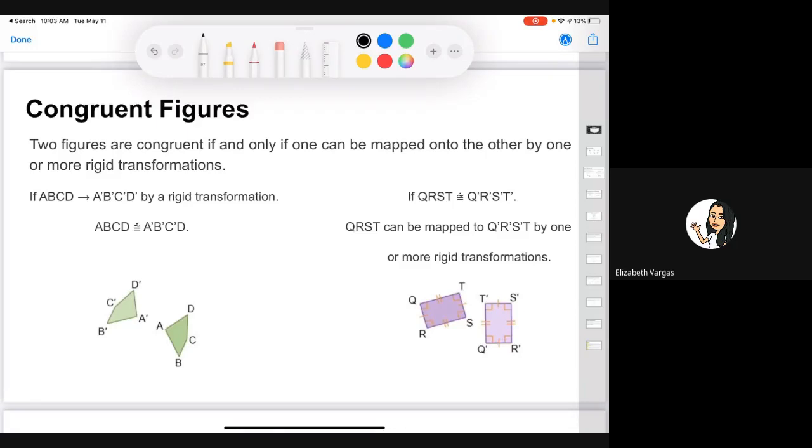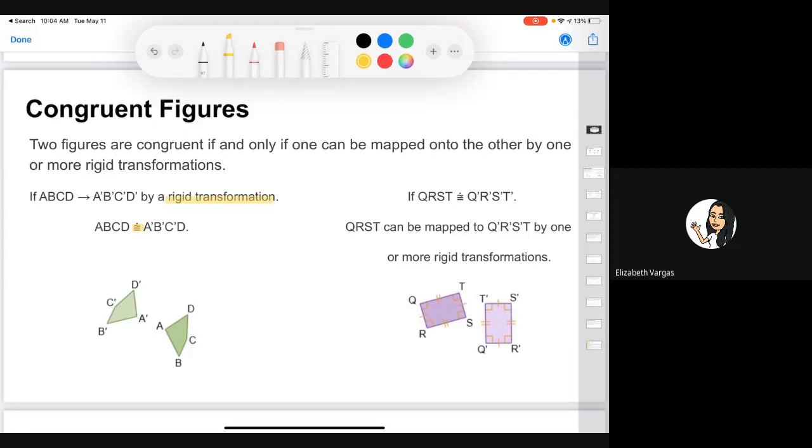So for example, here we have figure ABCD, which is mapped to A prime, B prime, C prime, and D prime. And we're told this is done by a rigid transformation. Because we have mapped it from the pre-image to the image by a rigid transformation, we can assume that these two figures will be congruent. Because if we apply a rigid transformation, those two figures remain congruent.